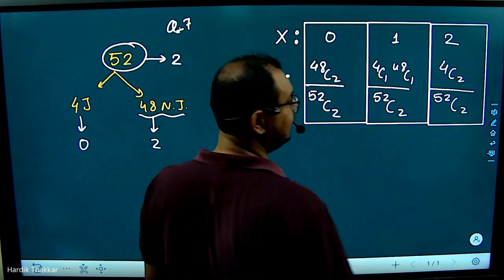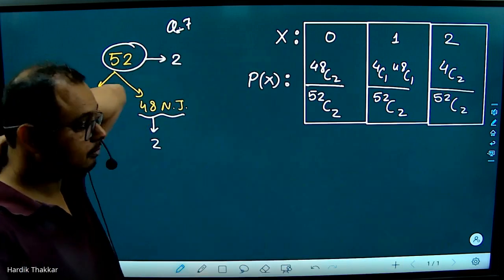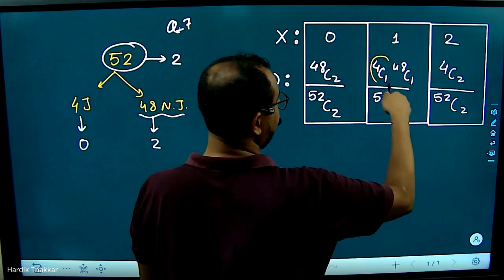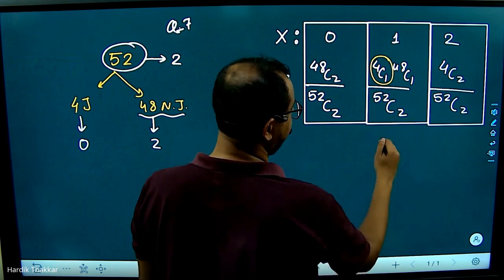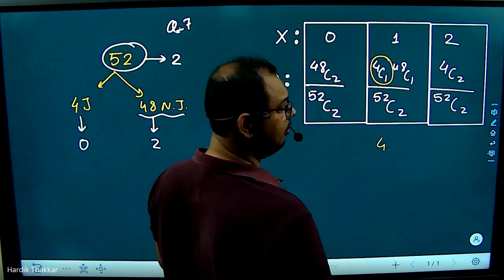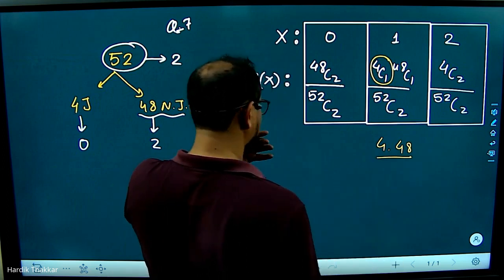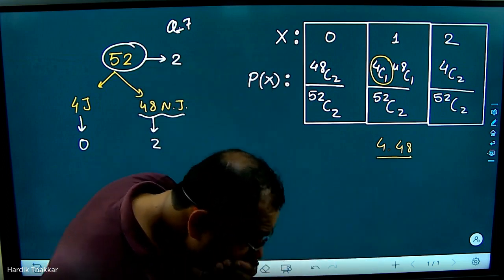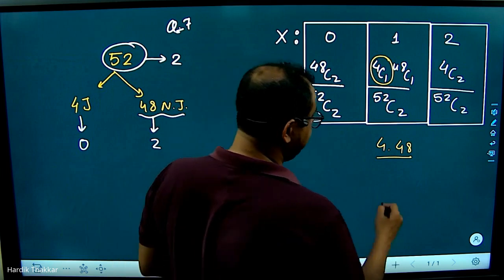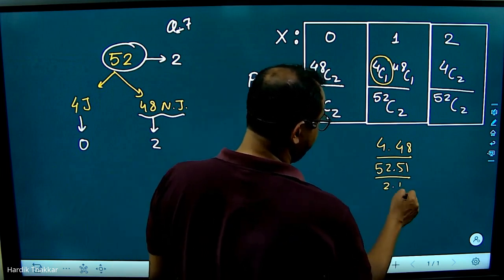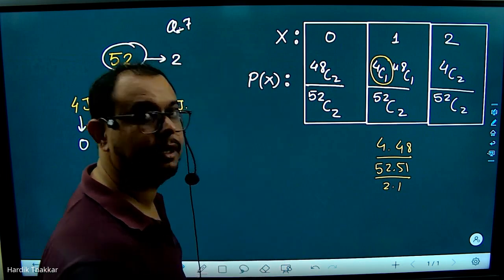Any doubt from this? So 0 and 2, I got the answer. For 1, I'm not getting it. For 1, how do we have to solve this? Okay, here it is 4C1, so 4C1 we can directly write as 4. 48C1 we can directly write as 48. Whereas in the denominator it will be 52 into 51 divided by 2 into 1. Is it correct? Yes, sir.